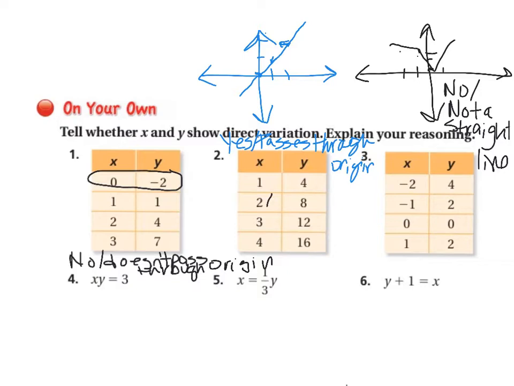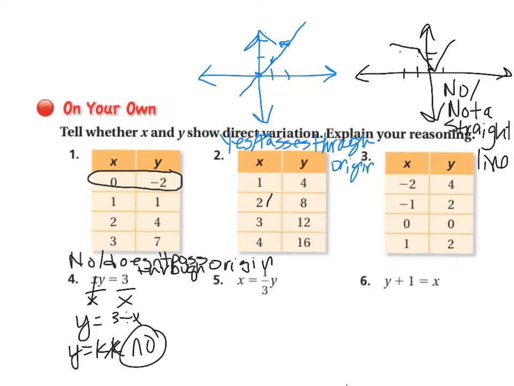So xy divided by x and 3 divided by x. So when you solve this, it comes out to y equals 3 divided by x. And so we can't fit that into the formula of y equals kx. So the answer is no.